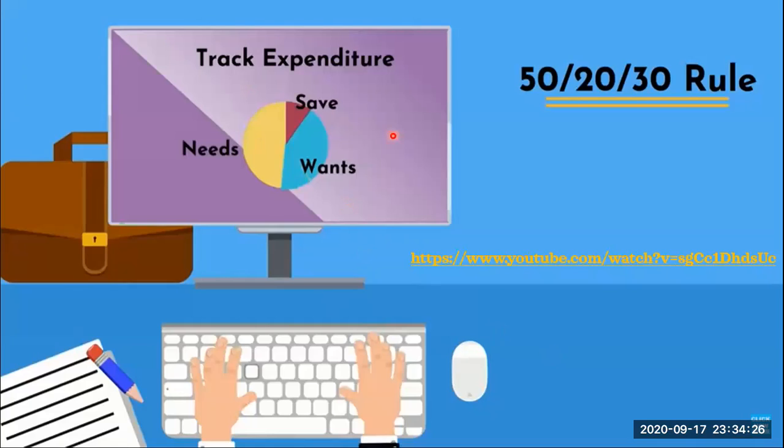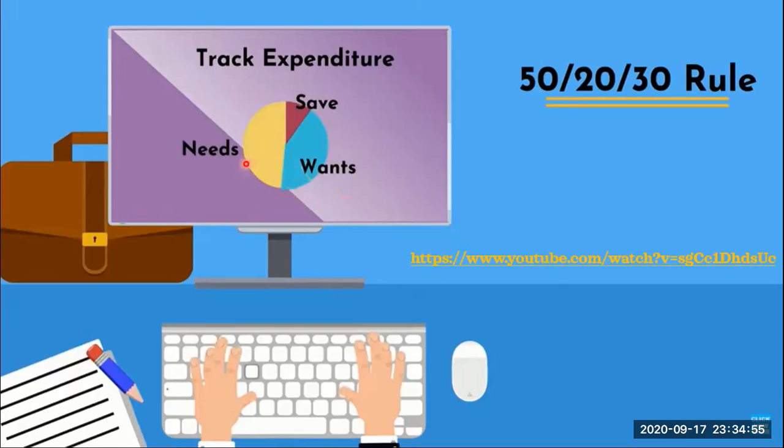Okay, as you can see here in the picture, basically, spend only 50% of the money you earn on needs, things you can't live without, like food, shelter, medicines, etc. So needs, things you really need.